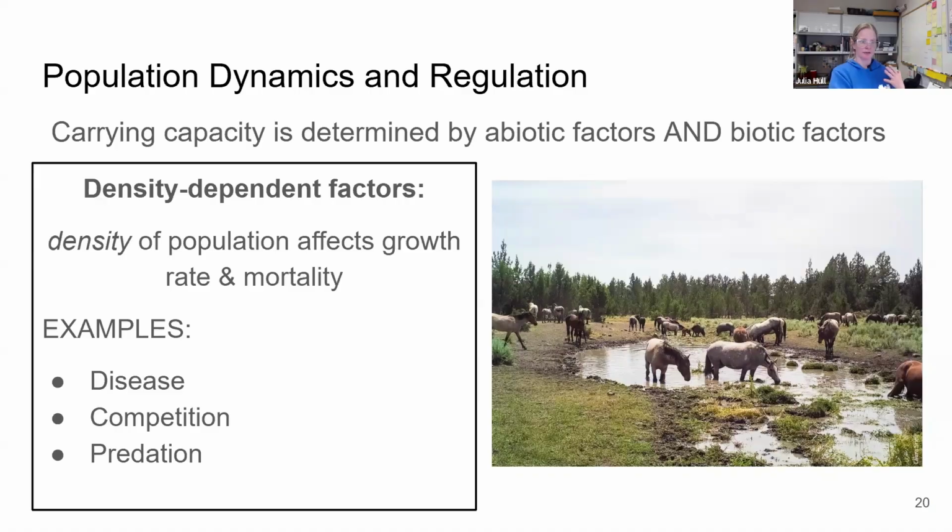If you're all drinking from the same watering hole that maybe is contaminated with a pathogen, we can have that spread throughout the whole population. We can have competition where some individuals are getting more food than others. These horses might be more prone to predation because there's a whole bunch of them gathered in the same place. And if you're a predator, you might be like, oh yeah, that's an easy way for me to get dinner. Okay, so there's lots of others, but typically our density dependent factors tend to be our biotic factors that affect how fast a population can grow.